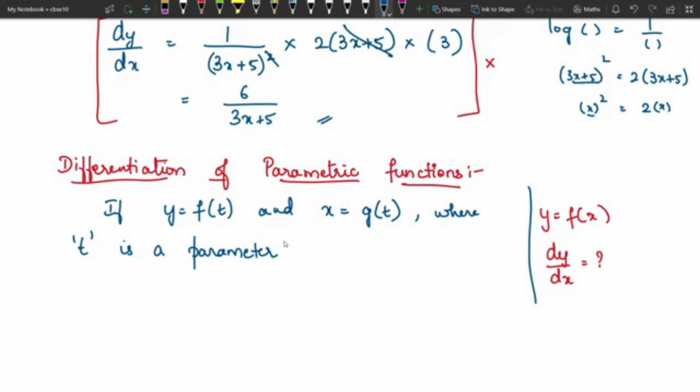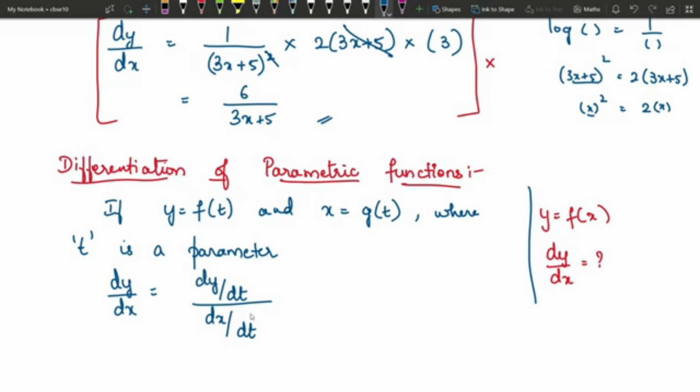In this, you are going to differentiate y and x both in terms of t, and then you are going to combine them. So here, to find dy by dx, we first differentiate y with respect to t, and then we divide that by the derivative of x with respect to t. So this is called differentiation of a parametric function. We can also call it differentiation of one function with respect to another. The procedure is the same, but we will learn it later.